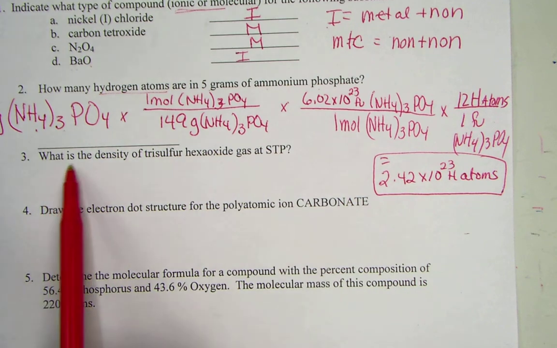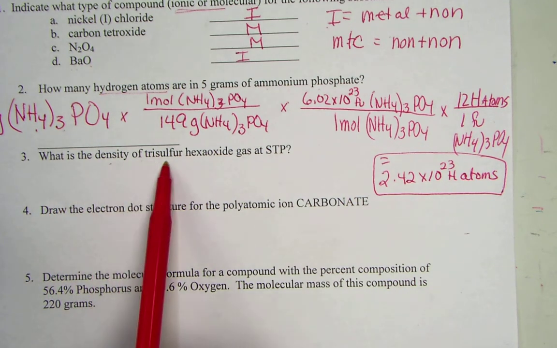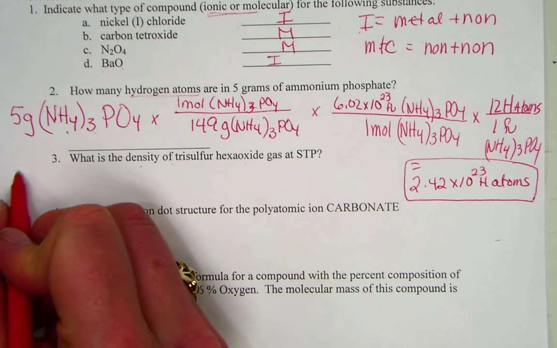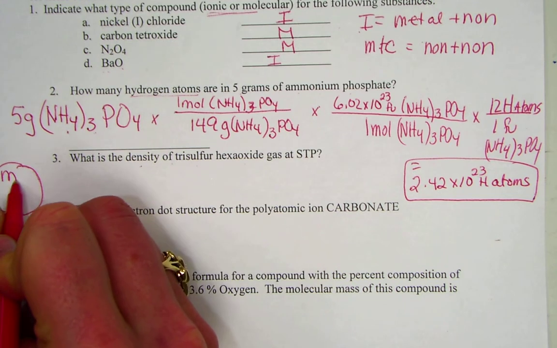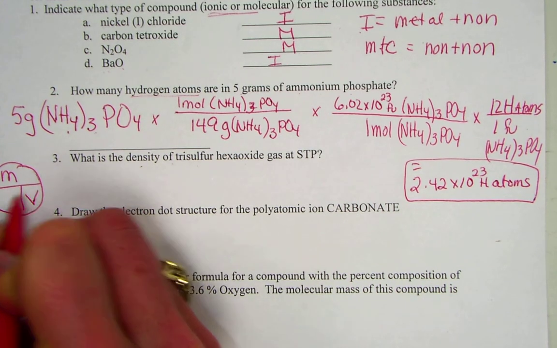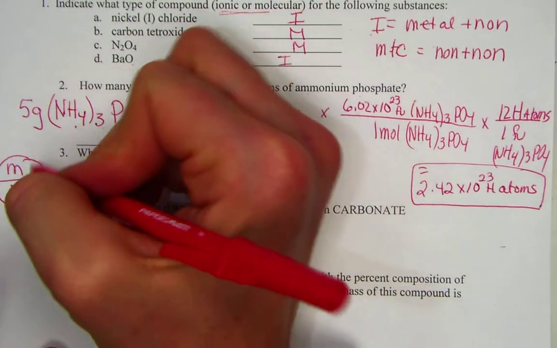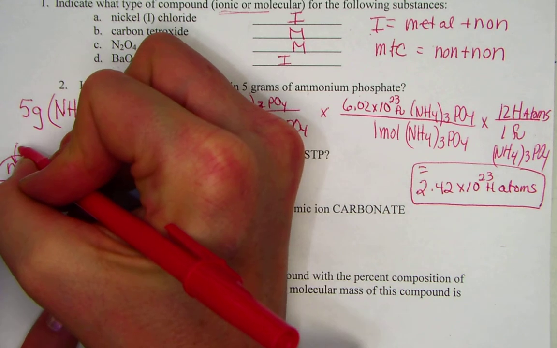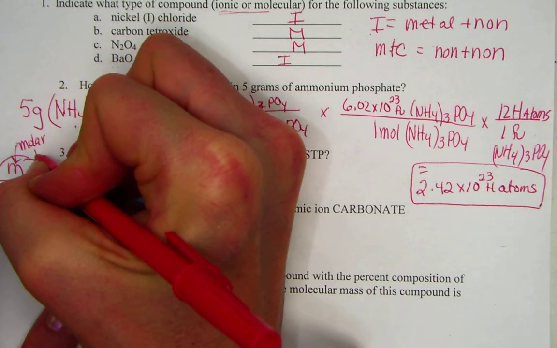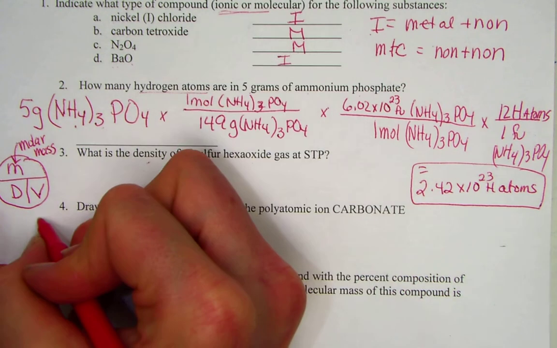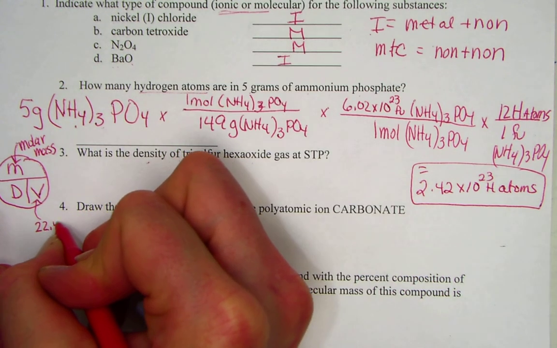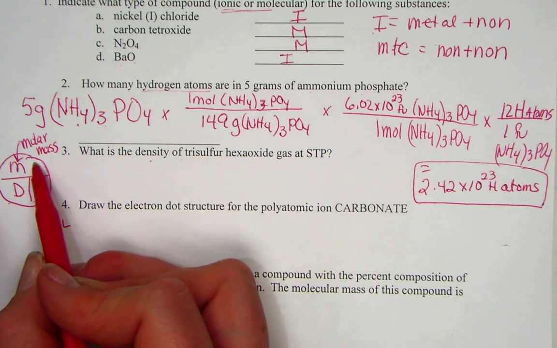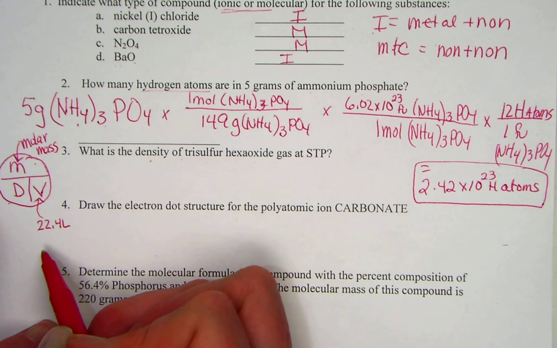Number 3, what is the density of trisulfur hexaoxide at STP? Remember the round little buddy for density. Density is defined as mass over volume, big D. Density is mass per unit volume. For us, molar mass is used for M. V is molar volume, a constant in chemistry, 22.4 liters. And D will come out literally in a gram per liter unit.